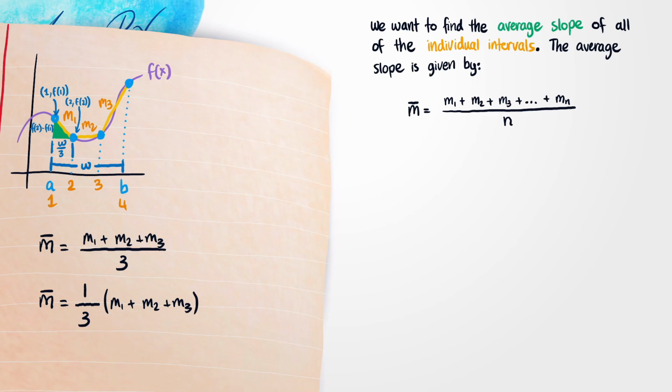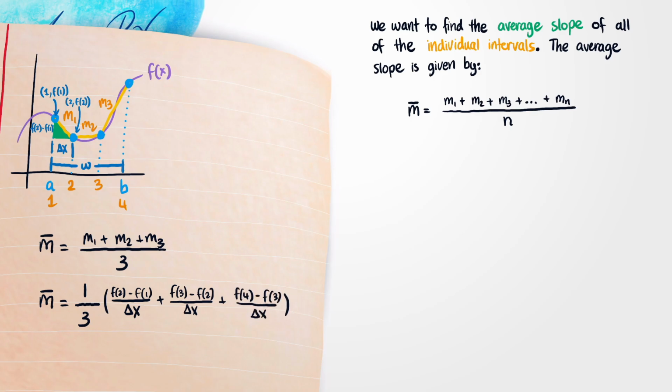However, just to illustrate a point, instead of writing w on 3, I'll just write this as change in x for now. And therefore, we can write m1 as f of 2 minus f of 1 divided by change in x. And now we could repeat the exact same process for m2 and m3. m2 would just be f of 3 minus f of 2 divided by change in x. And then m3 would just be f of 4 minus f of 3 divided by the same change in x.